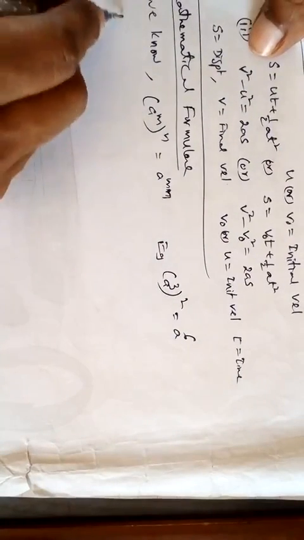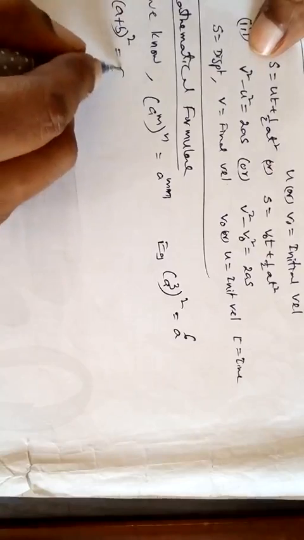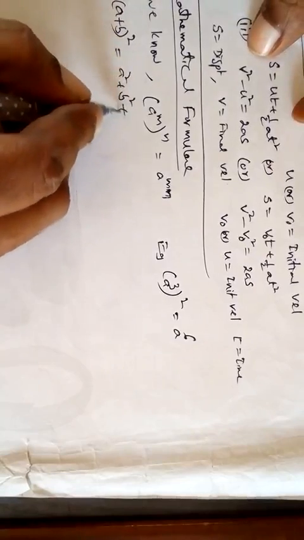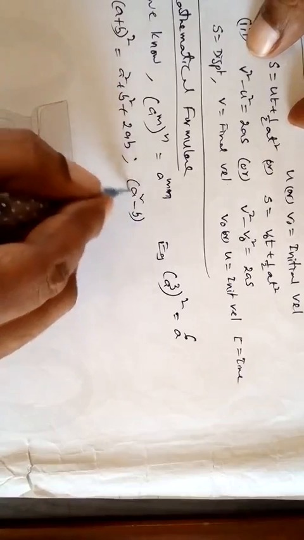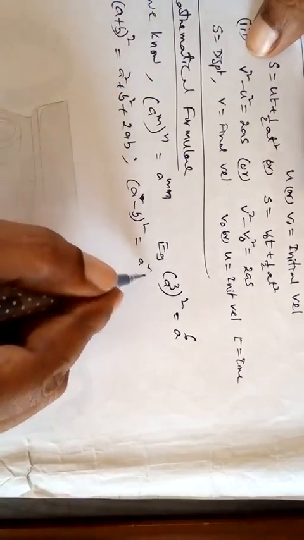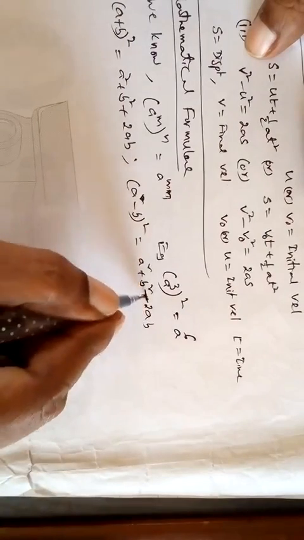Next, we know a plus b whole square is equal to a square plus b square plus 2ab. And a minus b whole square is equal to a square plus b square minus 2ab. You know all these formulae, I am just writing them here.